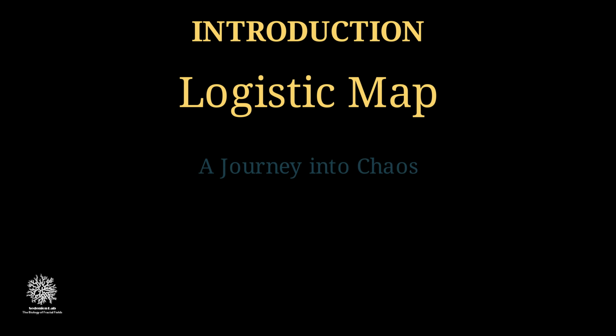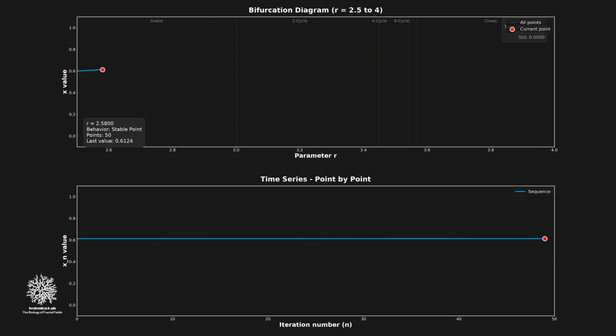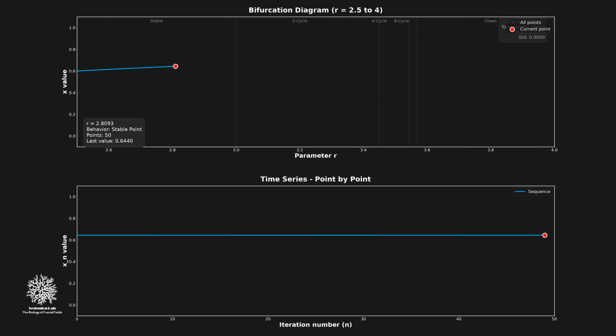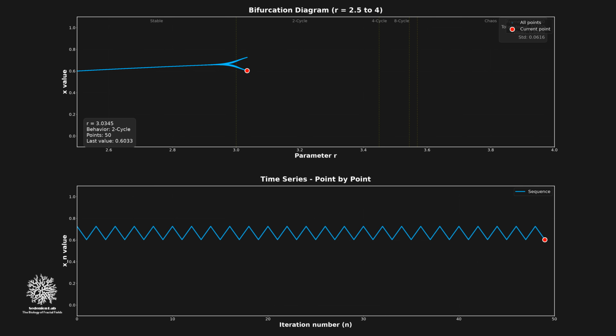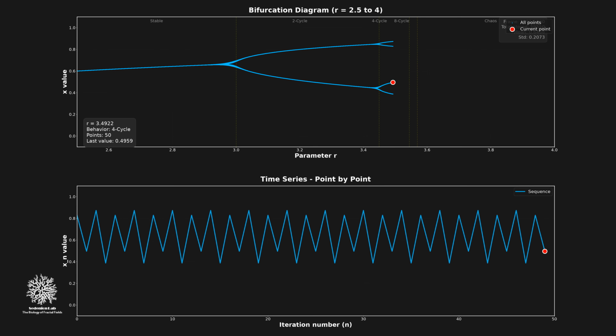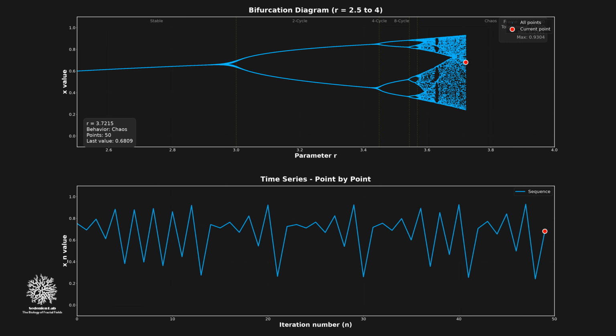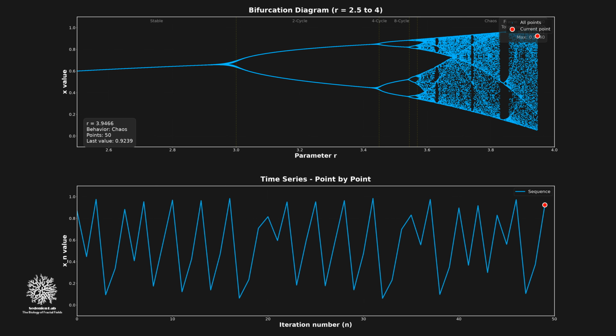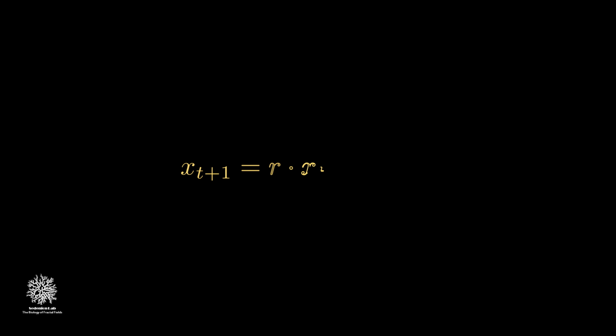Introduction. Welcome to a mathematical journey through one of the most beautiful and profound discoveries in modern science, the logistic map. What you're about to witness is the famous bifurcation diagram, a visual representation of how a deceptively simple equation can generate infinite complexity. The equation is x_{t+1} = r x_t (1 - x_t).